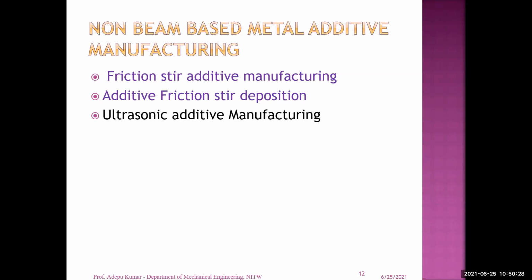So this is my basic principle involved in forge welding. The same principle I can apply here to weld certain components through additive manufacturing processes. Those processes come under friction stir additive manufacturing and additive friction deposition. Originally we were working on friction stir welding and friction stir processing.